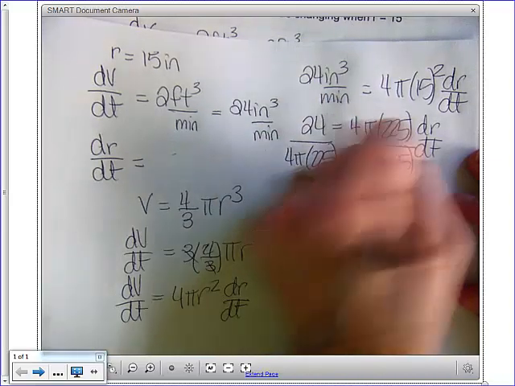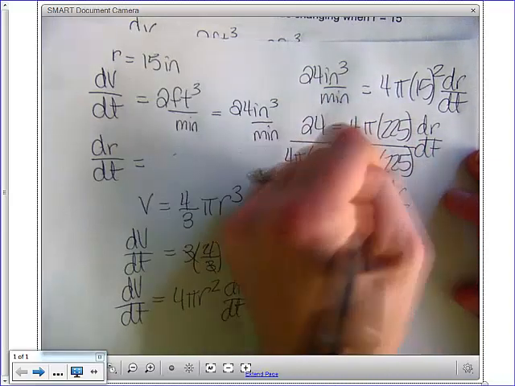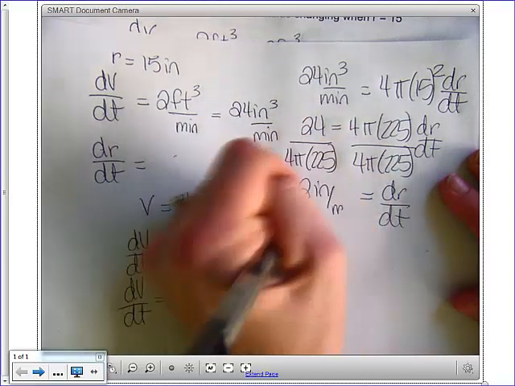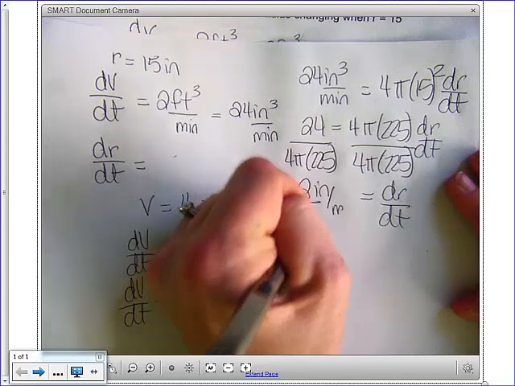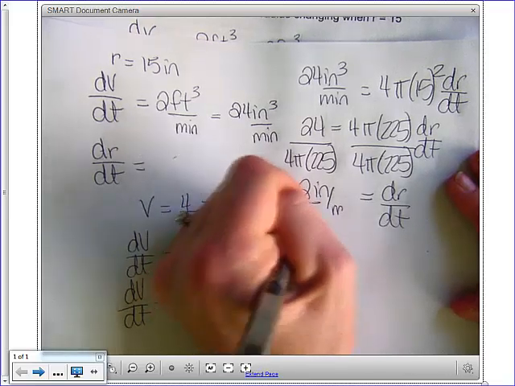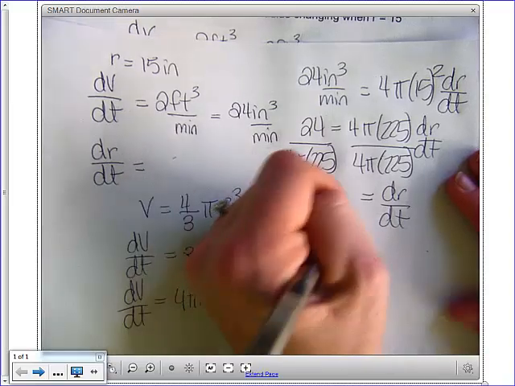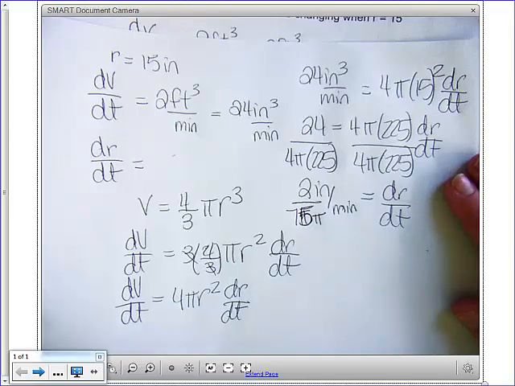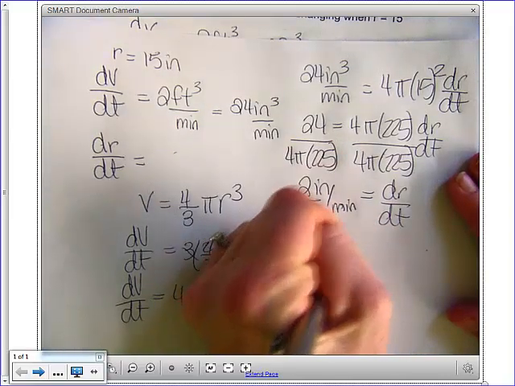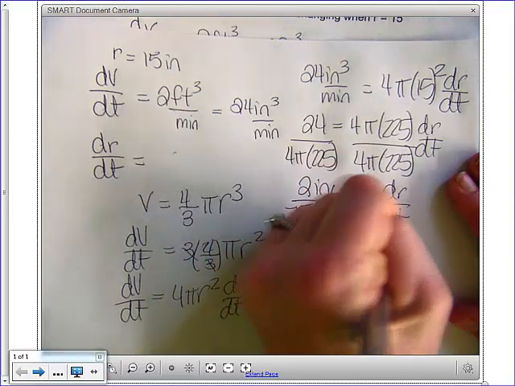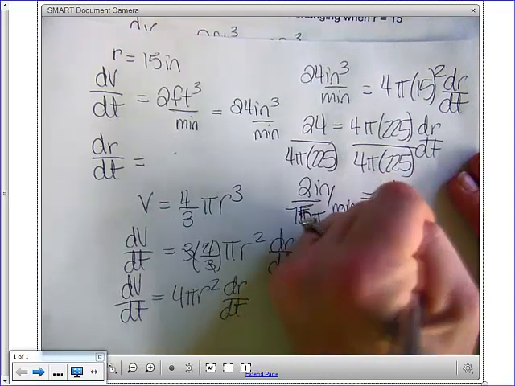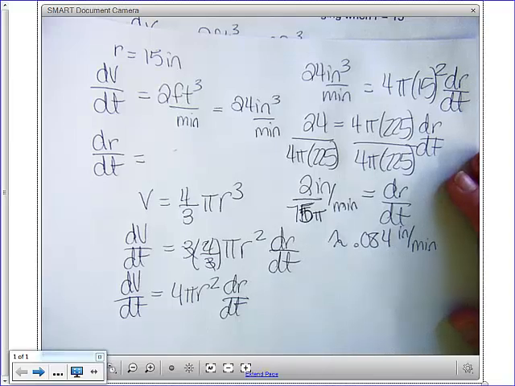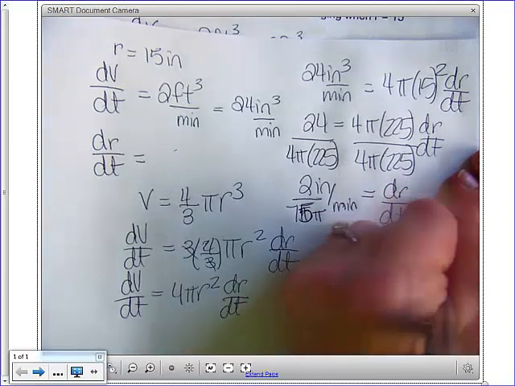So dr/dt actually equals 2 over 75 pi inches per minute. And that is roughly 0.084 inches a minute. So imagine if we converted that to feet, that would be a lot. So that is your answer.